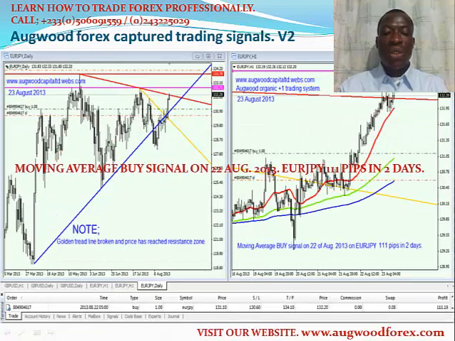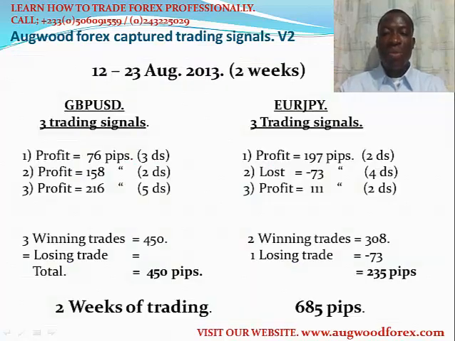Now this is also another signal. This is a moving average buy signal on 22nd of August 2013 on Euro JPY. It made 111 pips in 2 days. As you can see, this is a trend line. The price pierced it, broke it, and came back to confirm that the trend line still holds, and we were able to get a buy signal here, and we took that to make 111 pips.